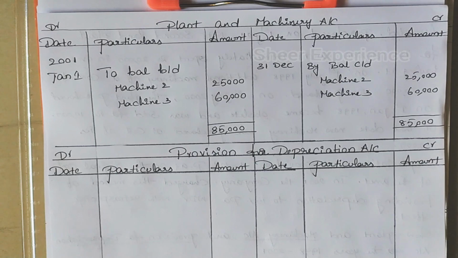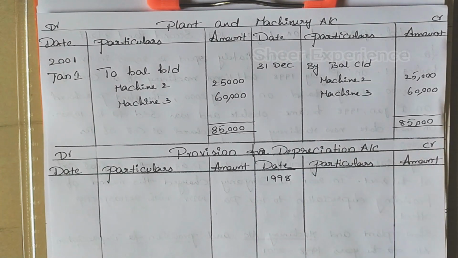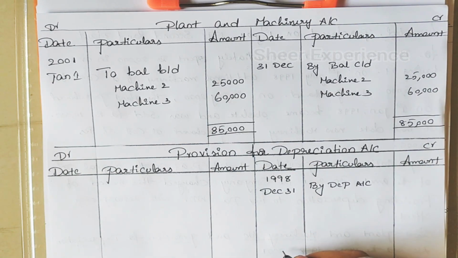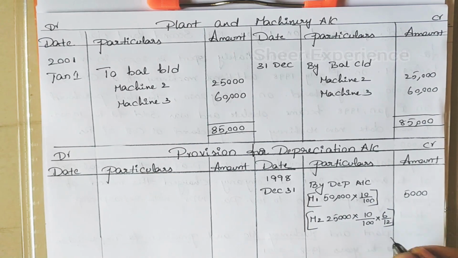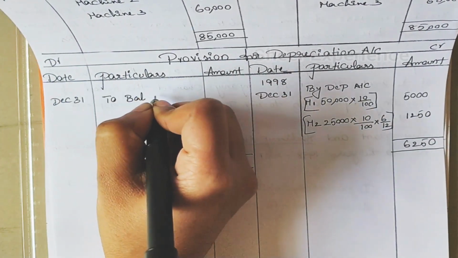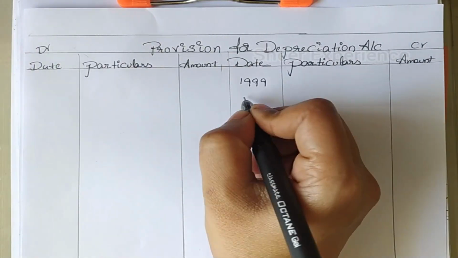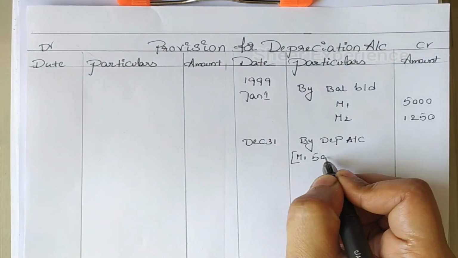Now we will prepare provision for depreciation account. For first 3 years we will charge depreciation using straight line method. So as usual at the end of the year, that is on the December 31st, 1998, the depreciation amount for mission 1 and mission 2 is 5,000 and 1,250. We mentioned by depreciation account in the particulars column on the credit side. Now we will balance the amounts. We will bring down the same amounts to the beginning of the next year, that is January 1st, 1999.